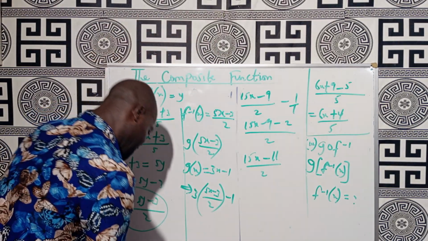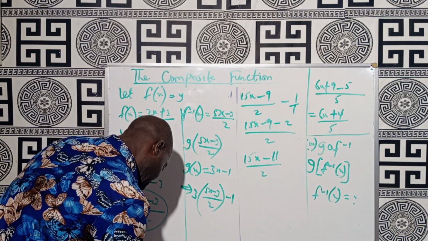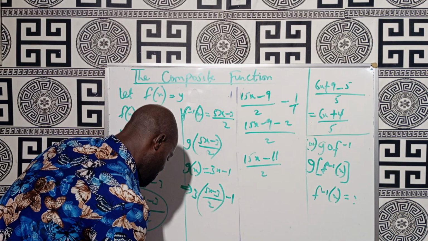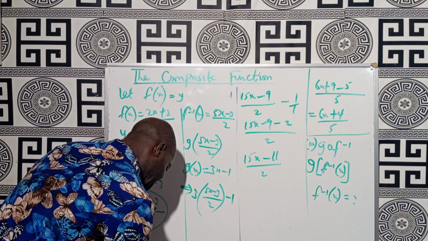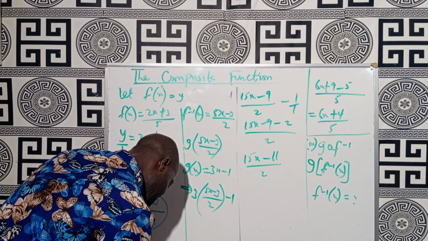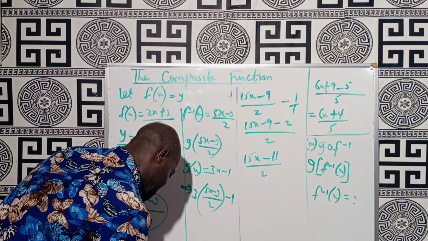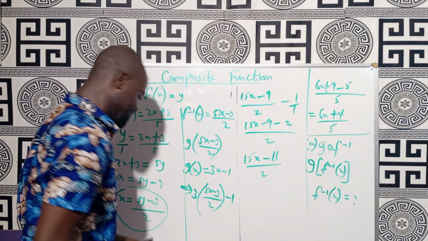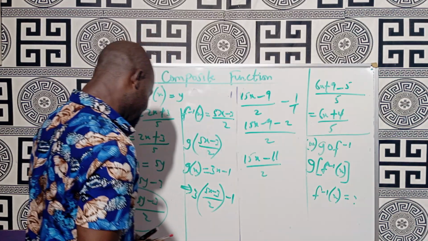Let me write it down before I forget. So my g of f inverse has given me what? 15x minus 11 all over 2. So you can see, that's the answer to that. Now let's go to the next one.